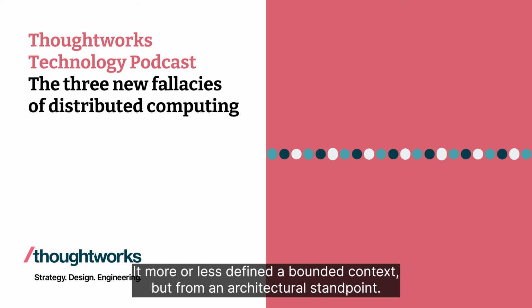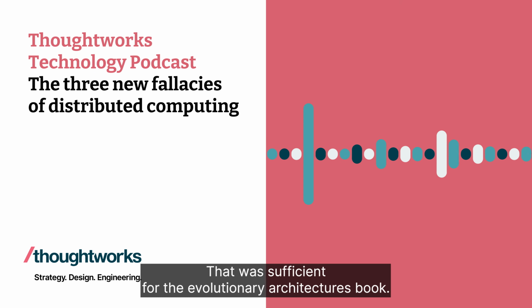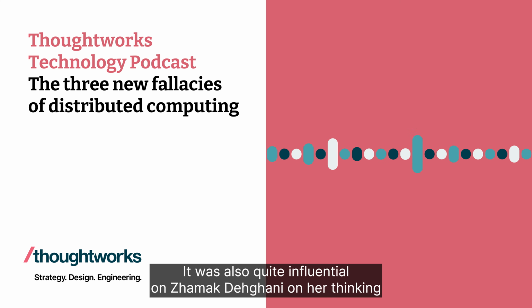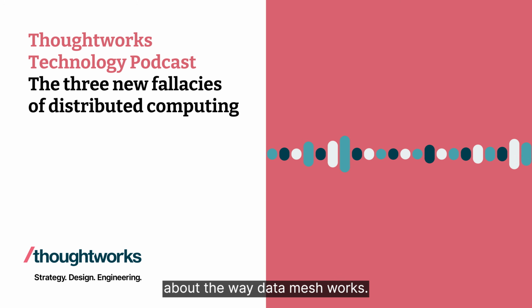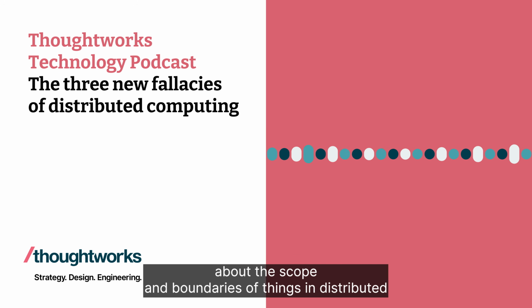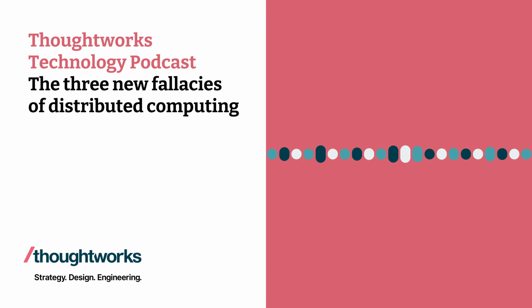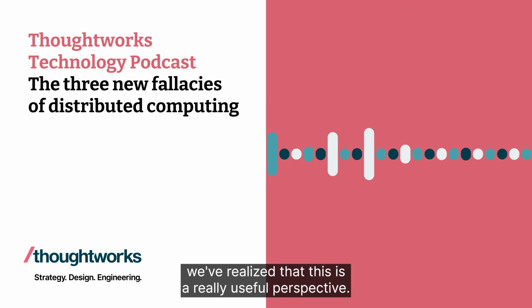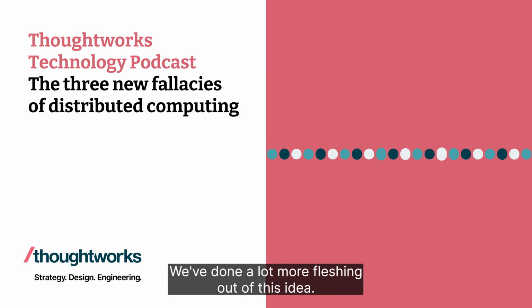So it more or less defined a bounded context, but from an architectural standpoint. And that was sufficient for the Evolutionary Architectures book, and it was also quite influential on Zhamak Dehghani in her thinking about the way data mesh works. And so she credits this quantum idea as a way of consolidating her thinking about the scope and boundaries of things in distributed architectures. But then as time has gone by, we've realized that this is a really useful perspective. And so we've done a lot more fleshing out of this idea.